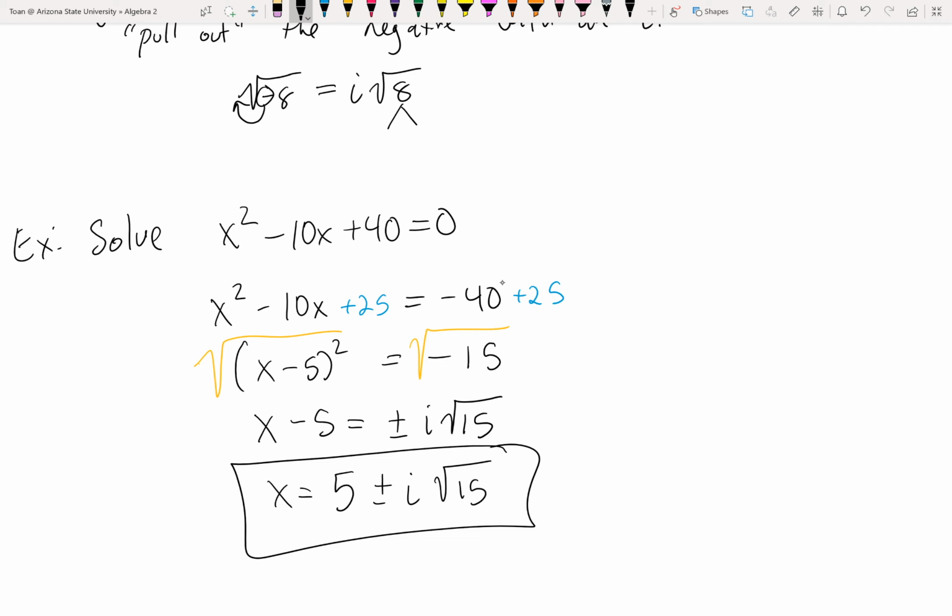So in today's practice, you're going to have some solving questions after you work a bit with imaginary numbers. Just remember, anytime you take a square root of a negative number, just pull out that negative to make it positive with an i. Then everything else is the same as yesterday.